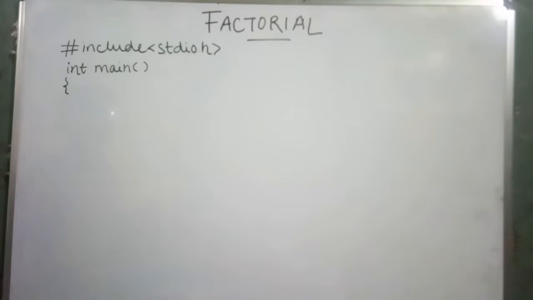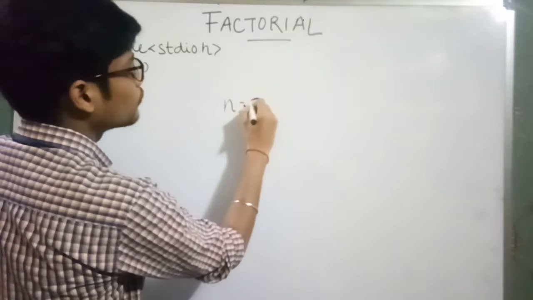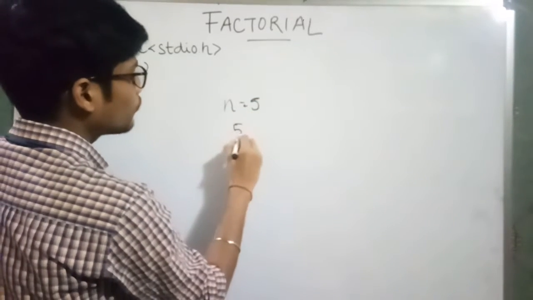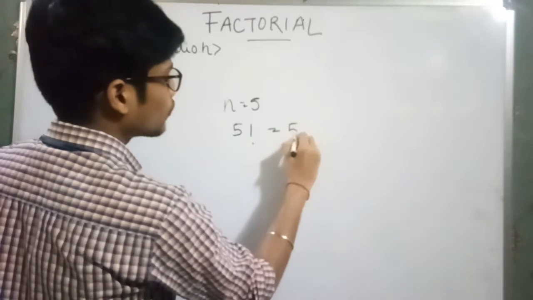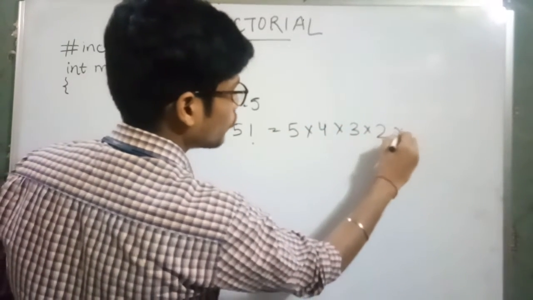So in today's video we are going to discuss how to find the factorial of a number. So you know what a factorial is. For example, your number is 5. You want to take out the factorial of this number, that is 5 factorial. You will get the output as 5 into 4 into 3 into 2 into 1.